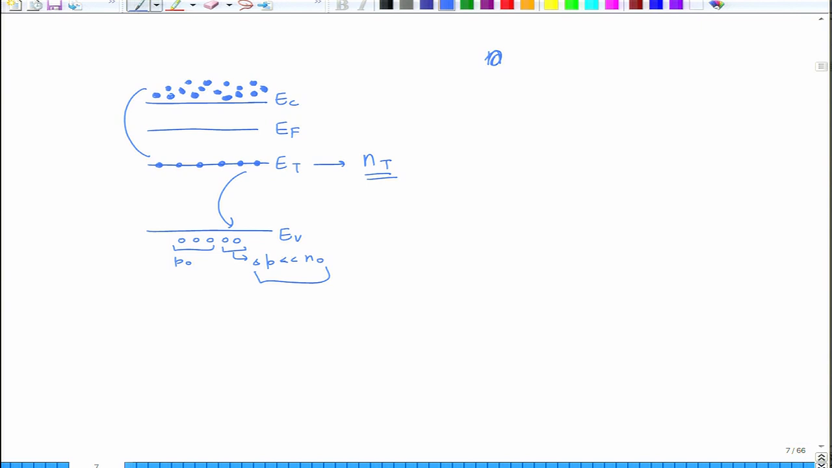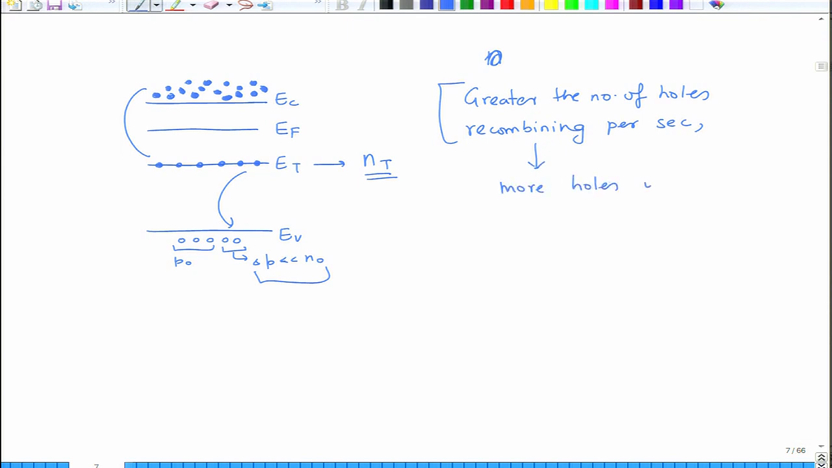So, if you have nt number of traps here, it is directly proportional to the number of holes which get annihilated. So, essentially you can say that the greater the number of holes recombining per second, when will this happen? This will happen when you have more holes which are available for recombination. Okay. So, when you have a large number of holes available for recombination, the greater is the recombination rate of these holes, because more and more electrons will jump from the trap level to recombine these.